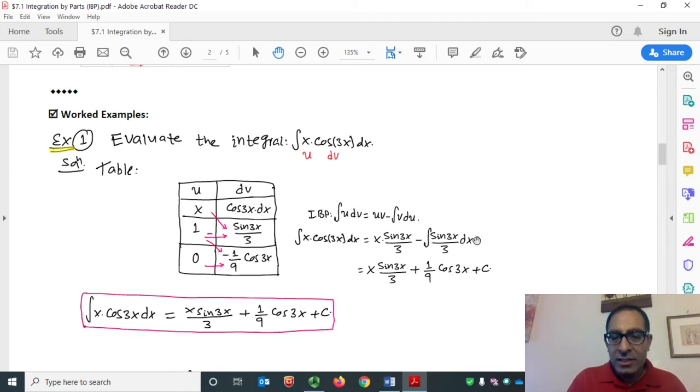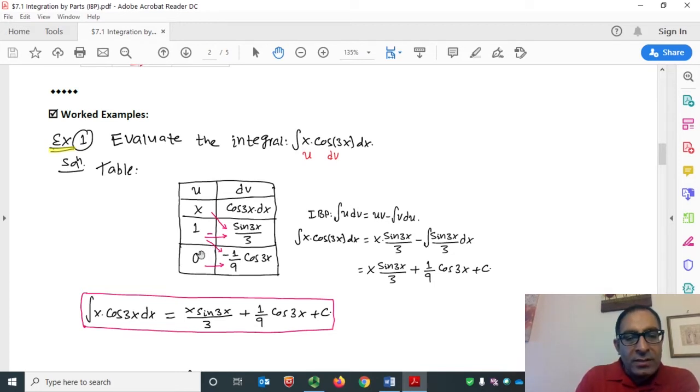Then we can easily integrate this new integral. So copy the first term as it is, then the minus 1/3 outside, and the integral of sine 3x produces another minus. So minus cosine 3x over 3, then this minus becomes plus, and 1/3 and 1/3 and 1/3 is 1/9 cosine 3x plus c, a constant of integration.